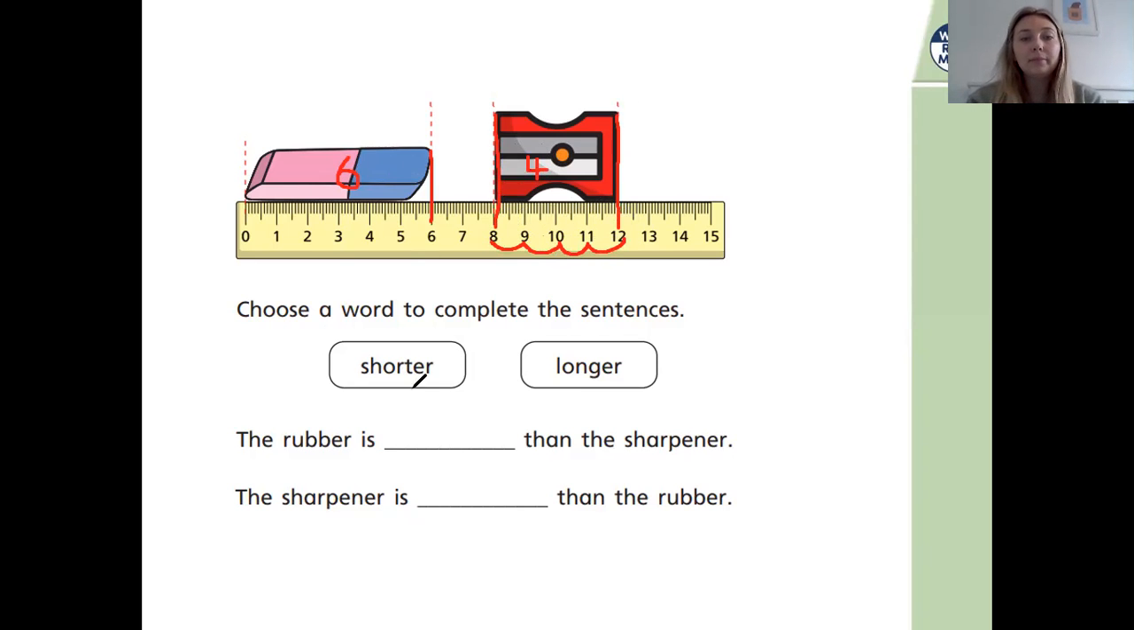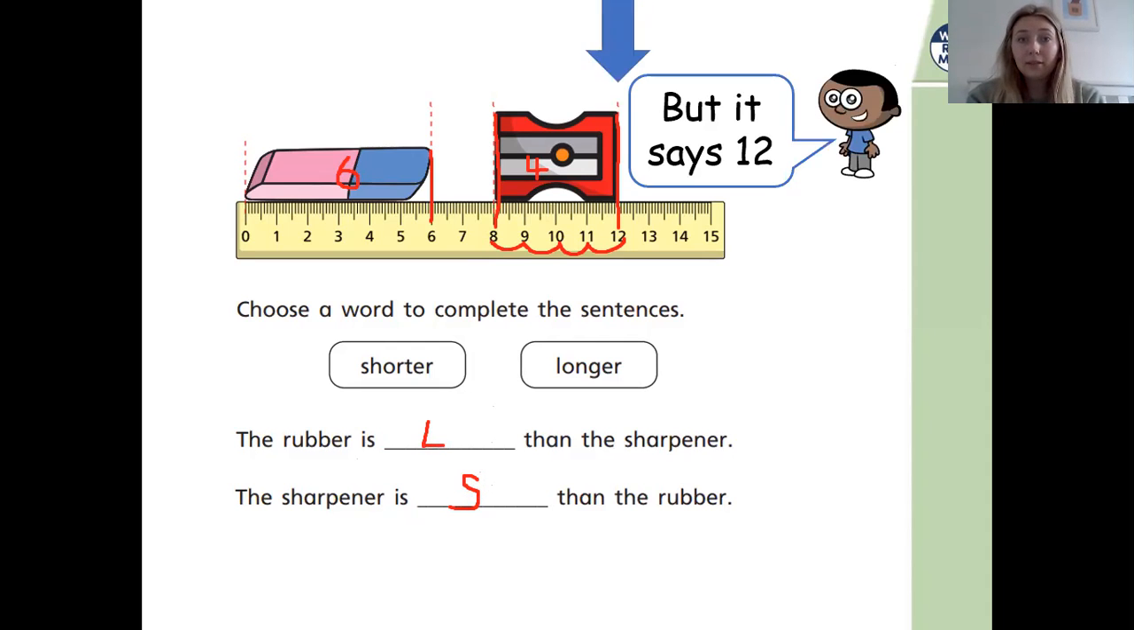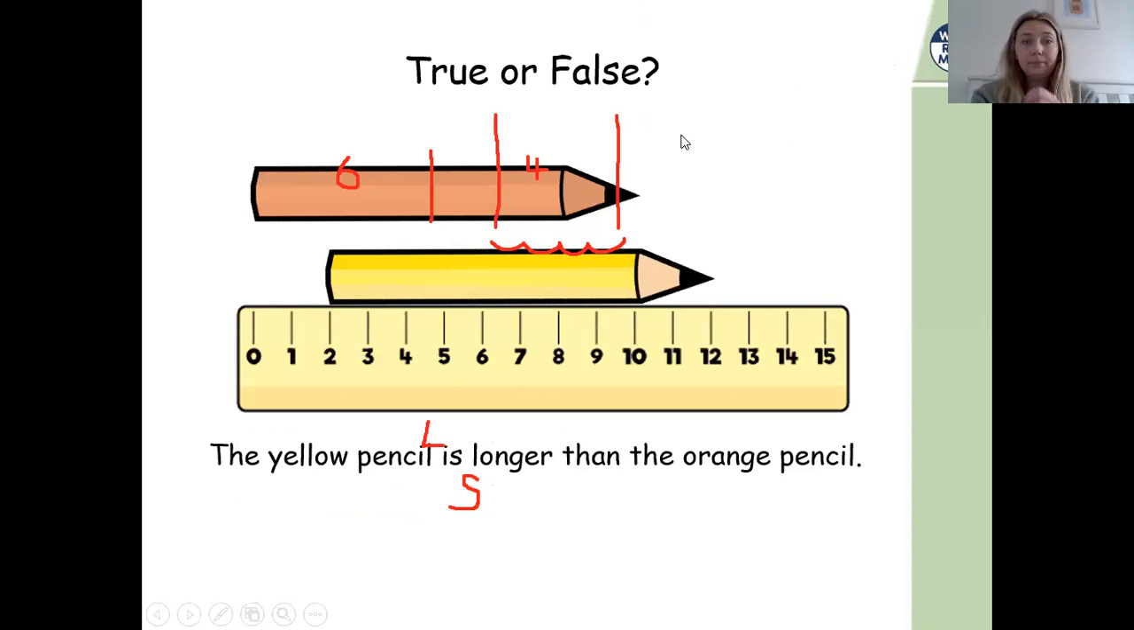So the rubber is longer than the sharpener. I'm just going to write an L. The sharpener is shorter than the rubber. So 4 is a smaller number than 6, so it is shorter than 6. Okay, brilliant. So he's saying it says it's 12, but we can see that the sharpener starts at 8. So we need to count from 8 and not from 0.